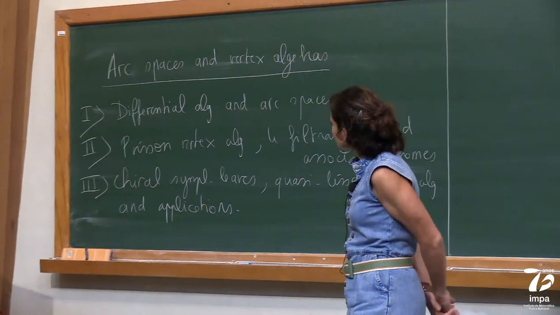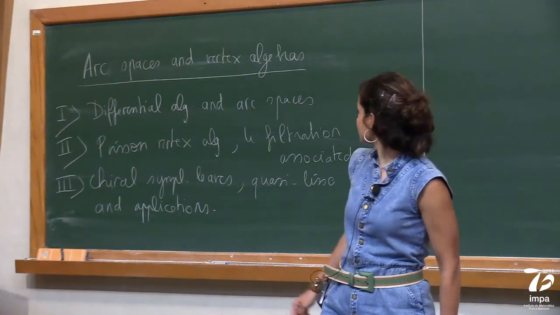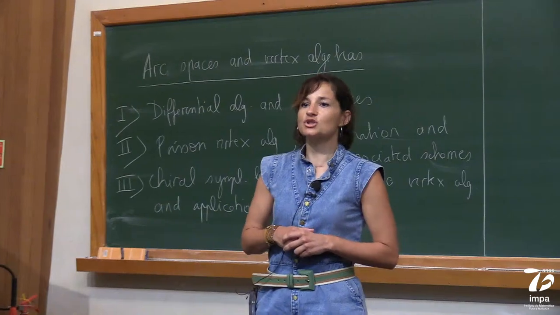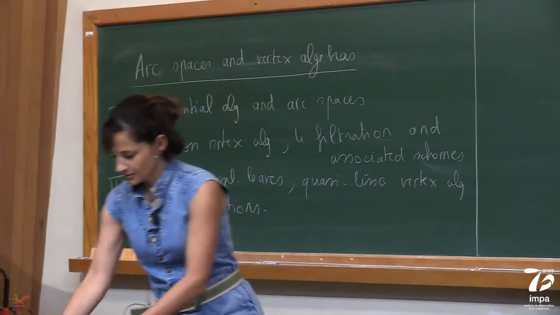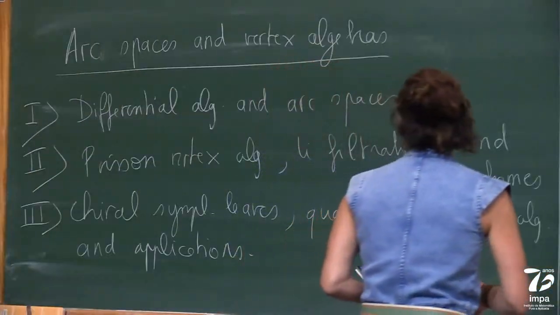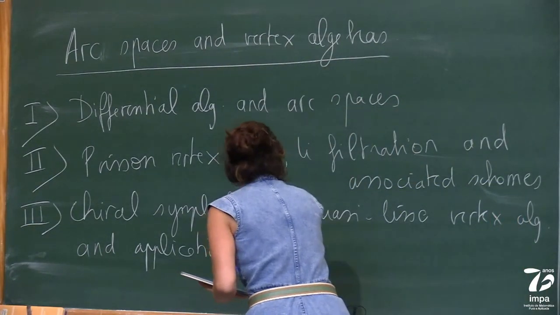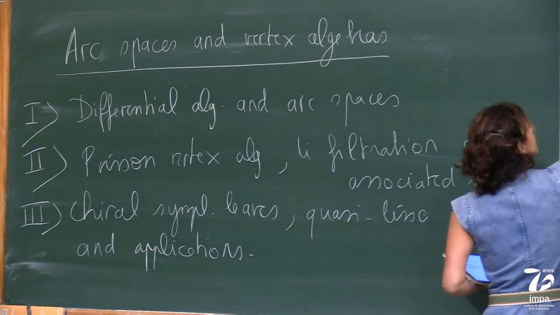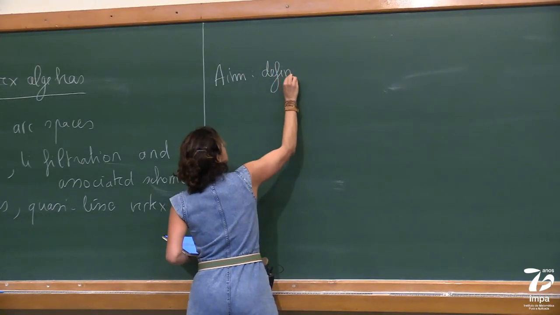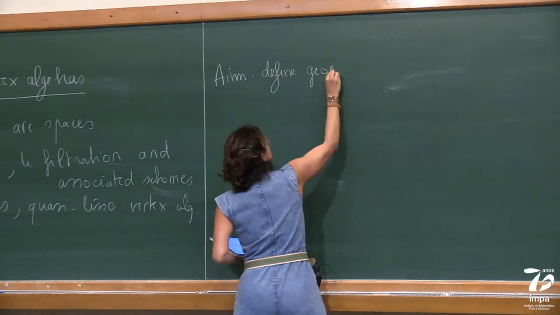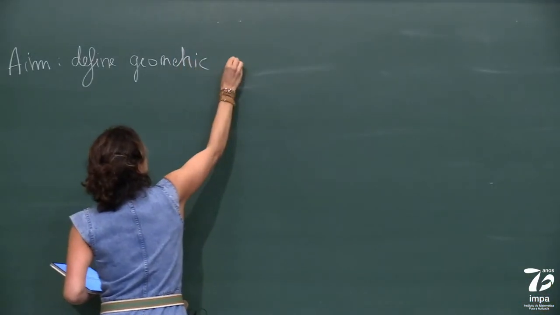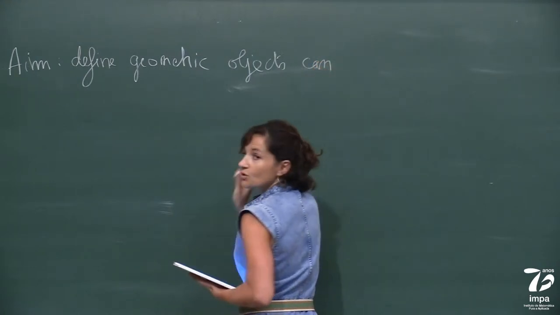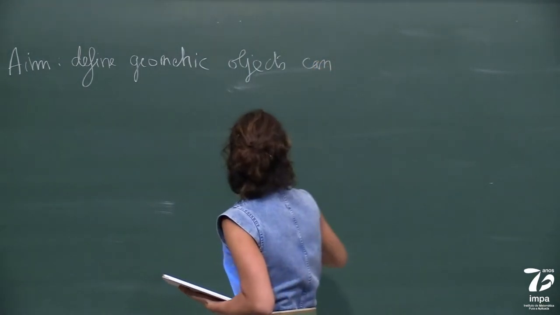And this week, the lecture will be about arc spaces and vertex algebras. So this will be a little bit more geometric. And more precisely, the aim of this series of lectures will be to define geometric objects canonically attached to an arbitrary vertex algebra.